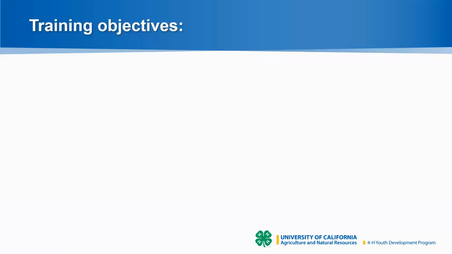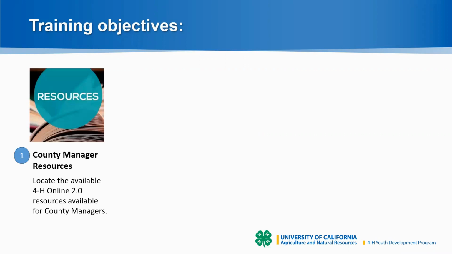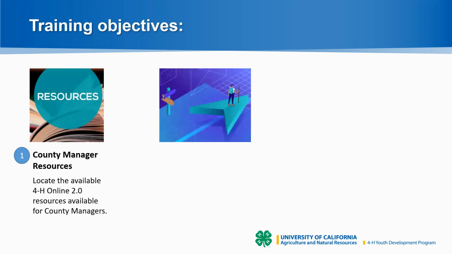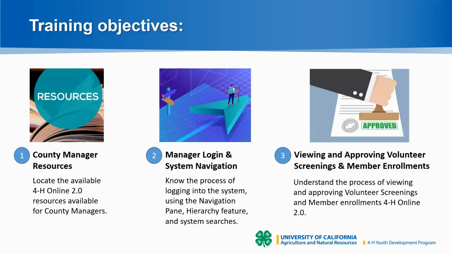After today's training, you will be able to locate the available county manager resources for 4-H Online 2.0, know the process of logging into 4-H Online 2.0, using the navigation pane to move throughout the system, the hierarchy feature, and conducting system searches, and understand the process of approving volunteer screenings and member enrollments in the system. Remember, in 2.0, the term member is used to refer to a youth or an adult volunteer.